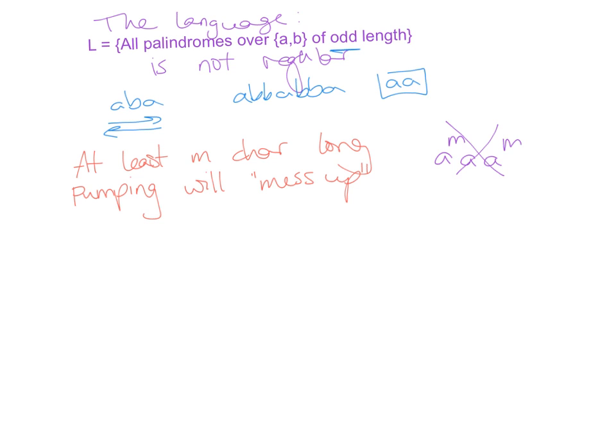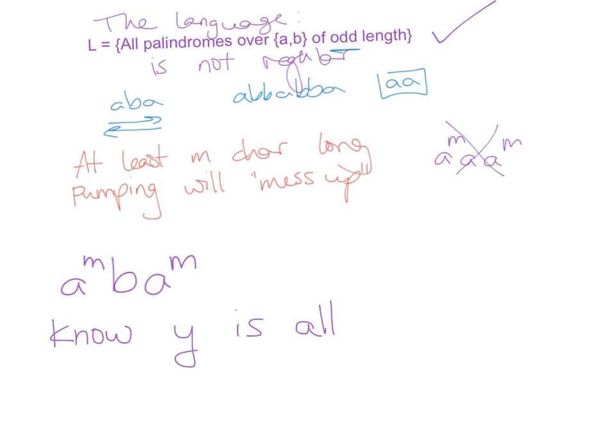So I guess I need something that's going to mess up, right? And it may not be obvious. It may take a little time. You have to see a few examples of this to get it. But what about A to the M, B, A to the M? Well, that is definitely in my language, right? That's a palindrome over AB of odd length. And the interesting thing here is because I have the A to the M at the beginning, I know for sure that y is going to be all a's.